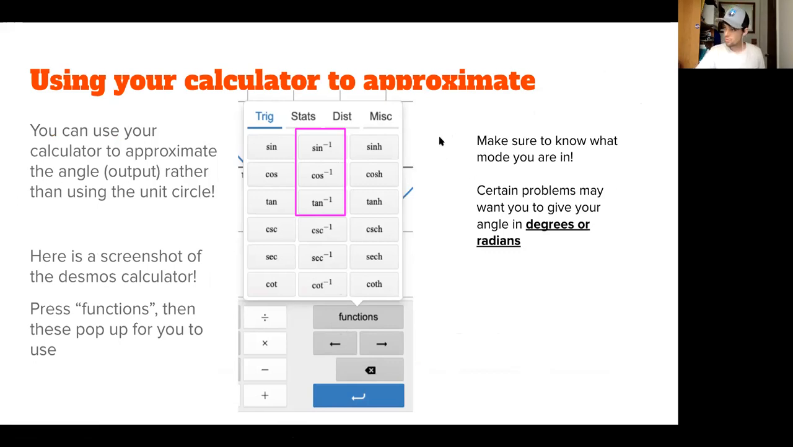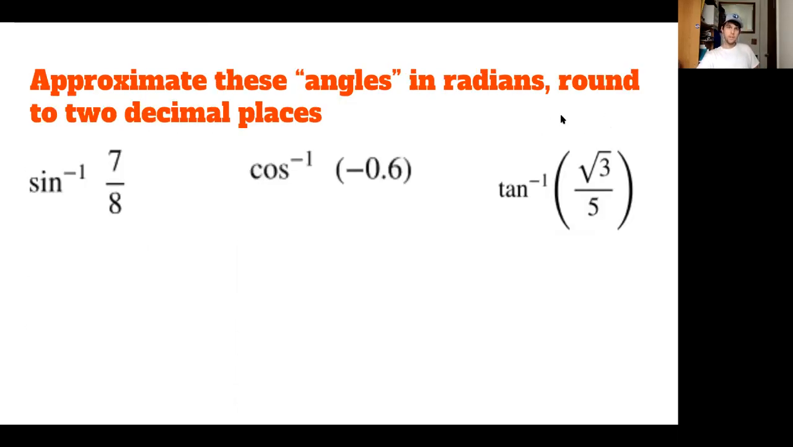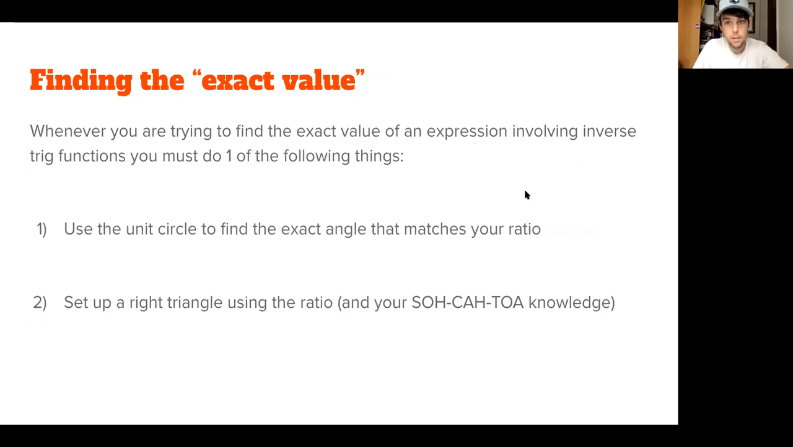Make sure to pay attention, radians or degrees. For the most part, we're going to use radians almost exclusively, but we may see a problem here and there that asks for degrees. So pay attention to what you want it to be in. So let's go ahead and use our calculator to approximate these particular things. Feel free to pause the video and go to Desmos and see if you can make that happen. I'm going to go ahead and do it here.